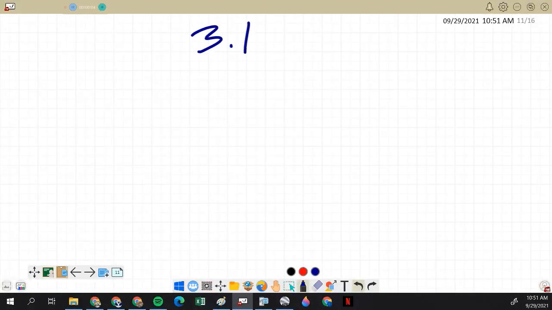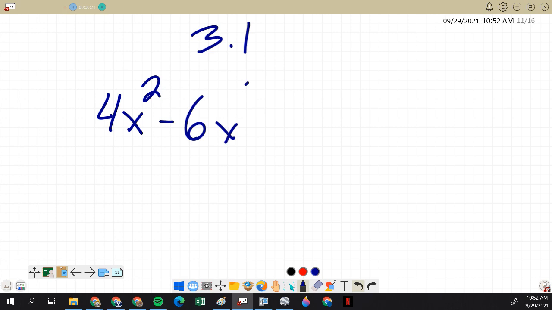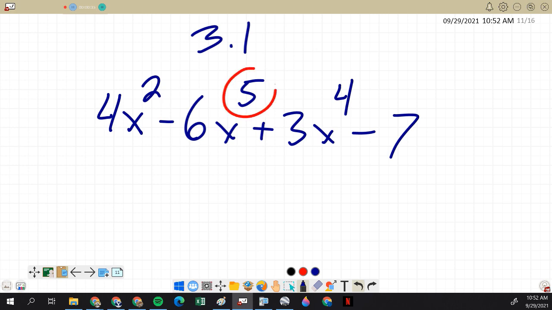We are working on 3.1. In the past, you have been asked many times to find the leading coefficient and the degree of a polynomial. So if I had 4x squared minus 6x to the fifth plus 3x to the fourth minus 7, we asked you to find the degree and the leading coefficient. So the degree is going to be 5. It's the largest exponent. And the leading coefficient is the number in front of that term, -6.